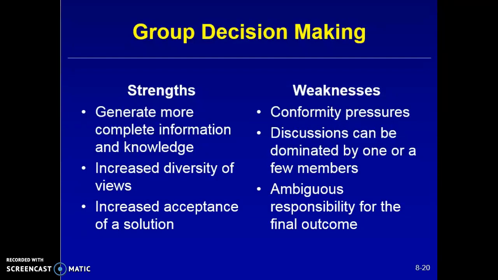But then again, there are weaknesses when it comes to group decision making. We know that there are conformity pressures. We looked at it last week, the Asch studies. And we also know that discussions can be dominated by one or more of the members. So we've got to make sure that we include everyone in that decision. And also there's just the ambiguous responsibility for the final outcome.